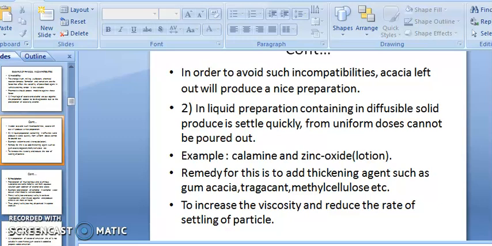Example, calamine and zinc oxide lotion. When we are preparing the calamine plus zinc oxide lotion, this incompatibility was found. The remedy for this is to add thickening agents such as gum acacia, tragacanth, methyl cellulose, etc. When we add tragacanth or acacia in this preparation, it increases the viscosity and reduces the rate of settling of particles. There is an increase in viscosity, reduced rate of sedimentation, and this leads to a good product.